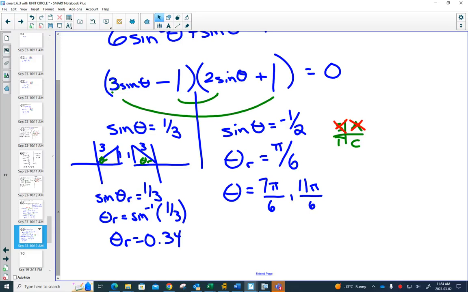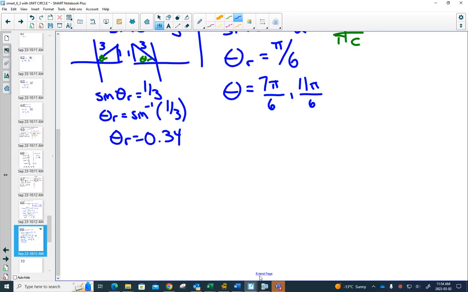So we find our reference angle, and then in quadrant 1, it would be the same as our reference angle. In quadrant 2, in degrees you would do 180 minus your reference angle. In radians, you would do pi minus your reference angle. And this would all be calculated, so you would do all of that with your calculator.